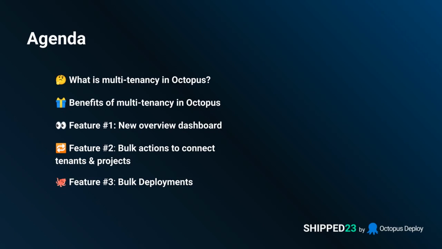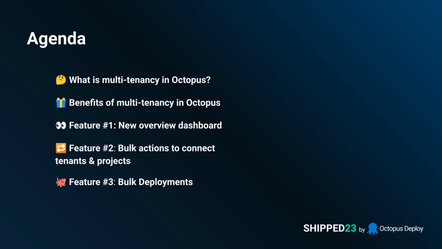And then we'll finally get to some of the good stuff, which is around the new features that the team has been working on and have shipped for the multi-tenancy features. So, for example, a new overview dashboard for multi-tenancy, a couple of bolt-on actions in order to quickly onboard your teams onto Octopus around tenants and projects. And finally, a really exciting new bulk deployments feature that really speeds up a lot of deployments that you have to thousands and thousands of tenants that you may one day host on Octopus.